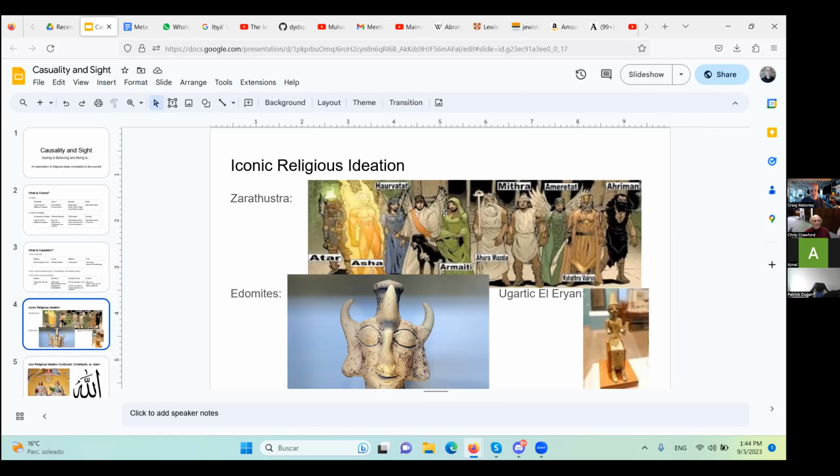And then here we have some idols. This is of the deity of the Edomites. Edom was in the lower modern-day Israel territory north of the Red Sea.